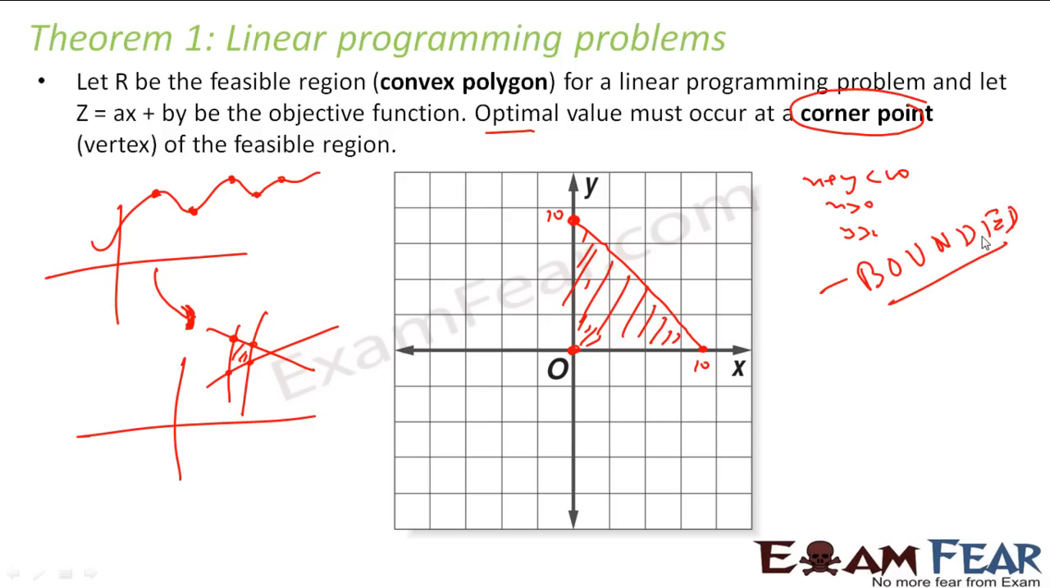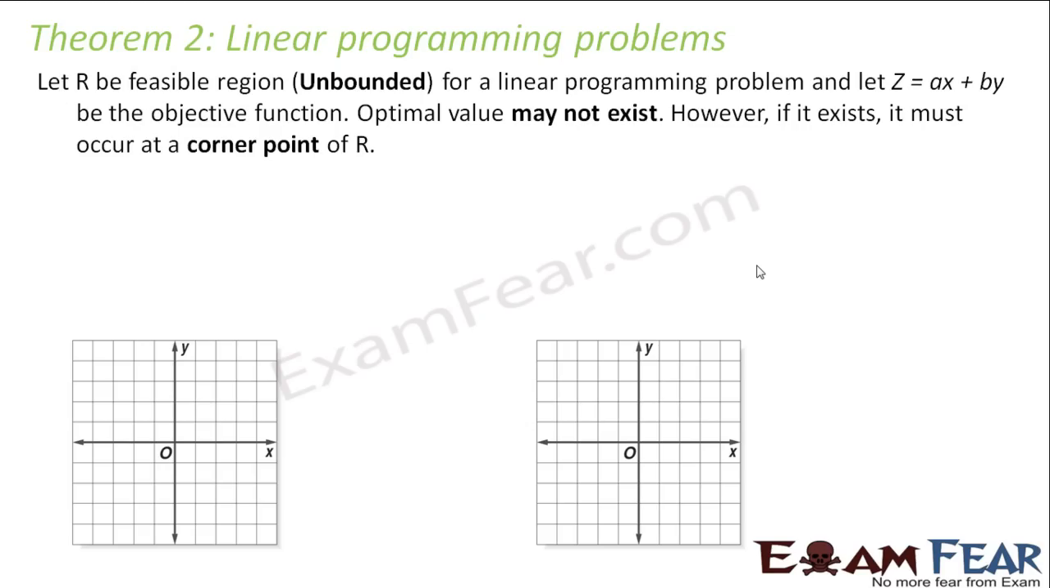But what about unbounded? What should we do in that case? For that we have theorem 2. It says that if the region is unbounded, the optimal value may exist or may not exist. But if it exists, it should exist at a corner. So if it is a closed kind of area, the optimal value has to exist, and it will exist at the corner points. If it is unbounded, the optimal value may not exist, but if it exists, it exists at the corner points.